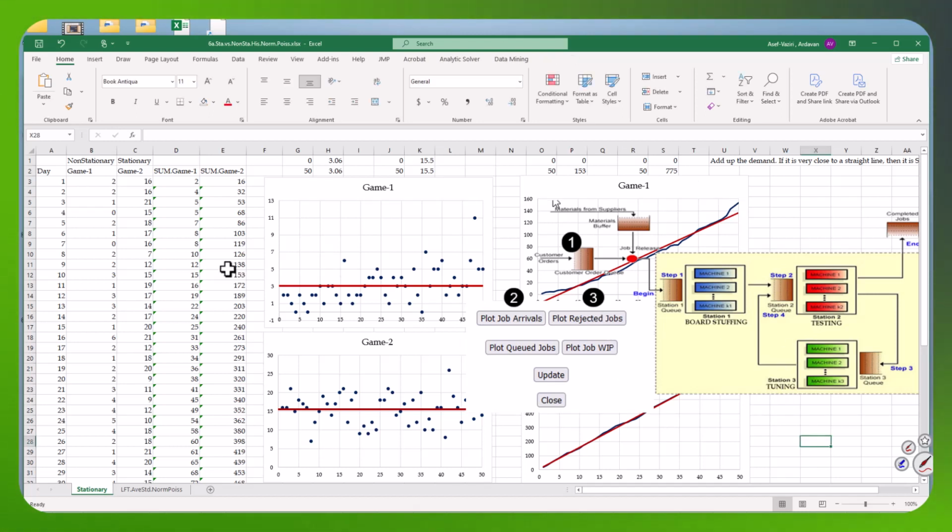We need to download them. If you click over there, there is an arrow. By using that arrow, you download them. Here I have downloaded Game 1 data and Game 2 data.